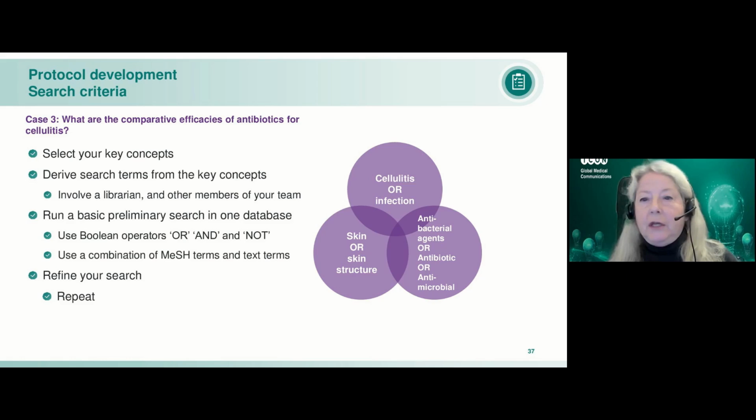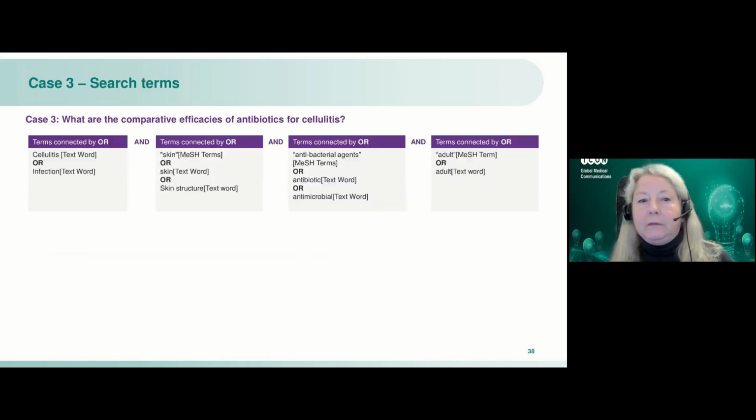So let's now take a look at what a preliminary search string may look like. So in each box across the top here, we have the text words and the MeSH search terms combined with OR, and then to find the relevant hits, those groups are combined with AND. You'll see that we've added an additional group at the end there, combined with OR, to define the study population, because we want to look at adults, we don't want to look at children.